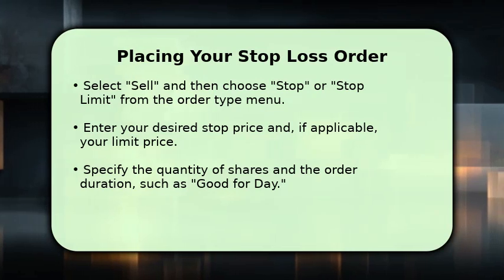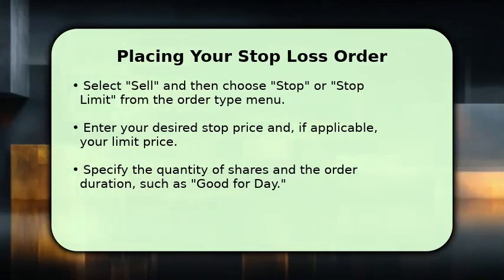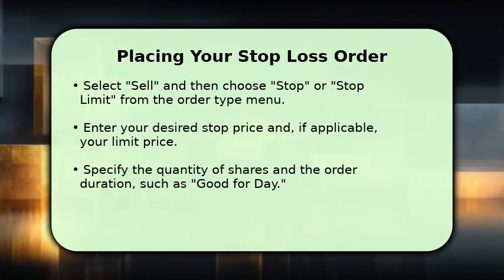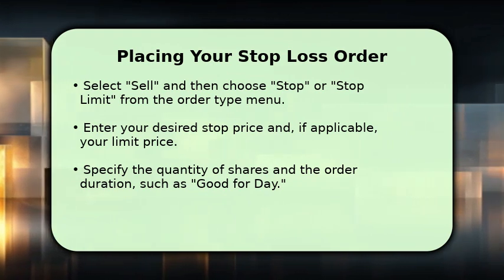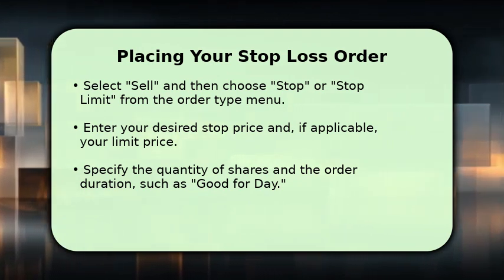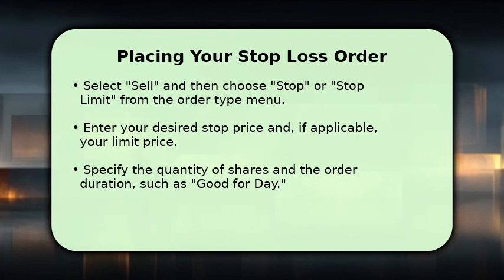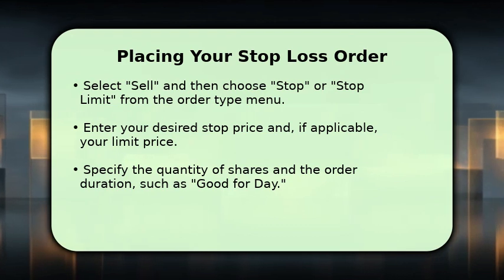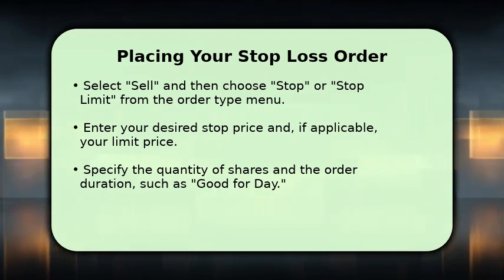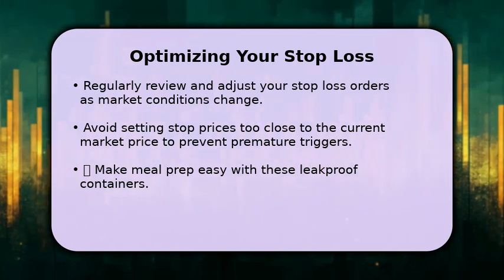To place your order, first select the sell action for your chosen security. From the order type dropdown, pick either stop or stop limit. Input the specific stop price you want to set. If you chose a stop limit, also enter your limit price. Finally, confirm the number of shares and select an order duration, like good for day or good till canceled, before reviewing and submitting. Optimizing your stop loss strategy is key to long-term success.